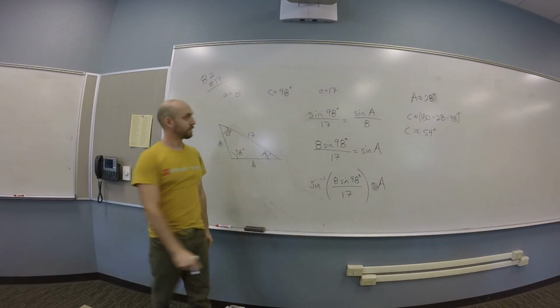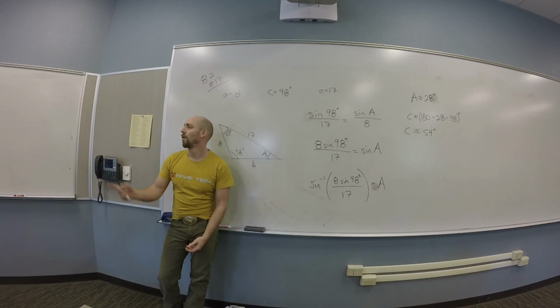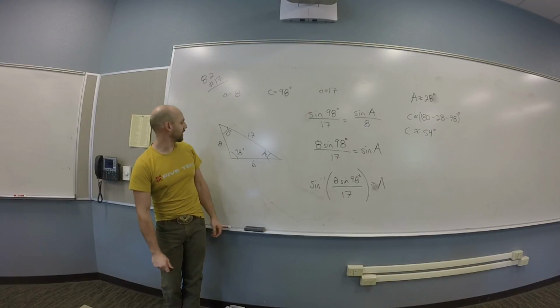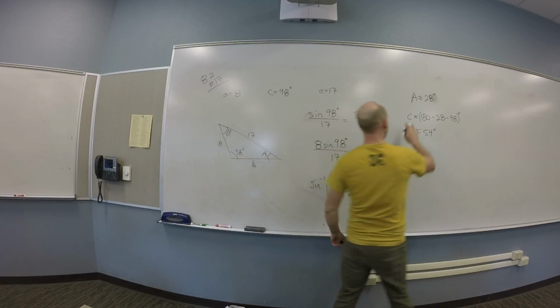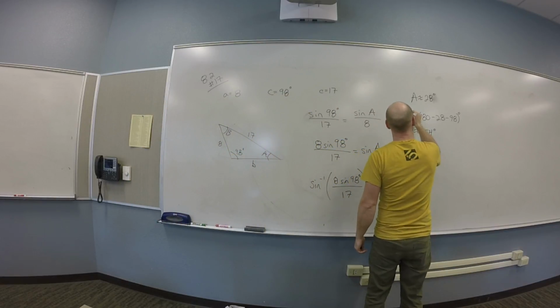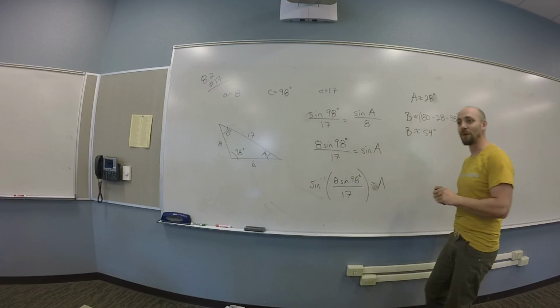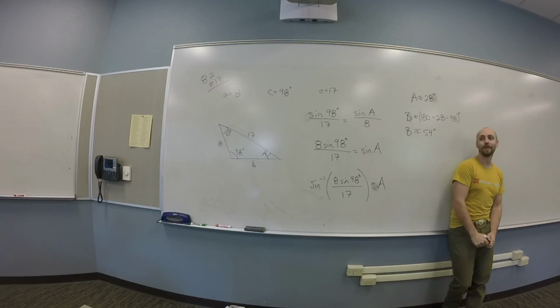Okay, so now you can do 54 plus 28 minus 28 to get B. Oh, that's not C, is it? No, that's angle B. Because we already know... You were paying more attention than I was, because you knew my goal was to find angle B. I was just not paying attention.